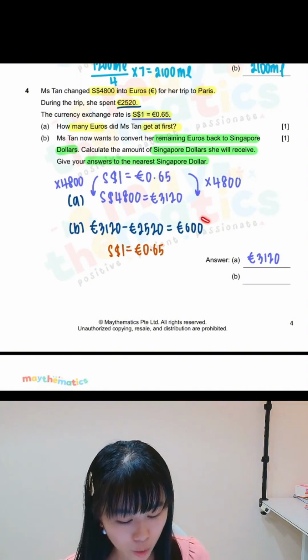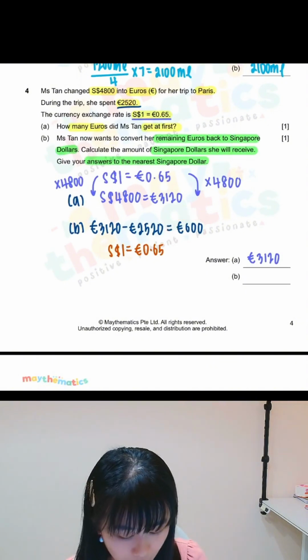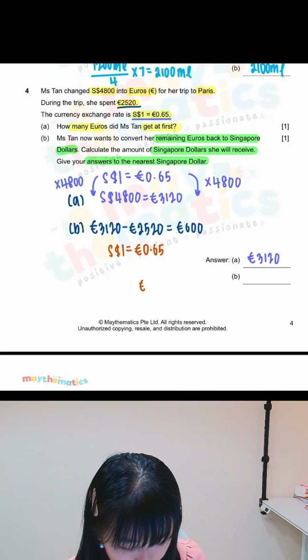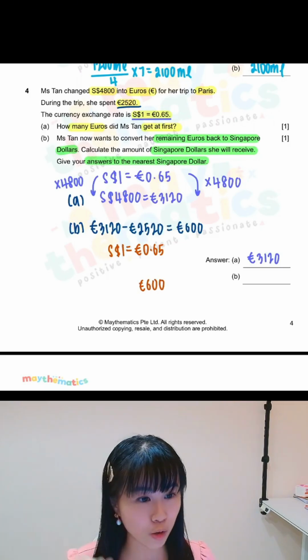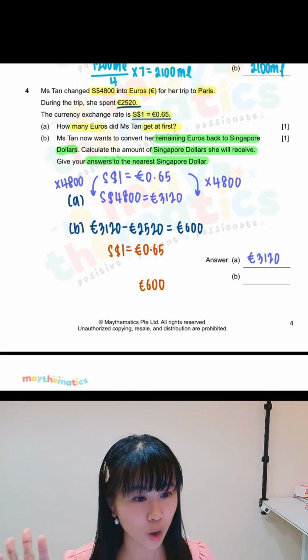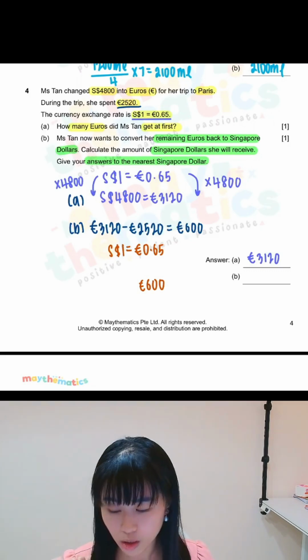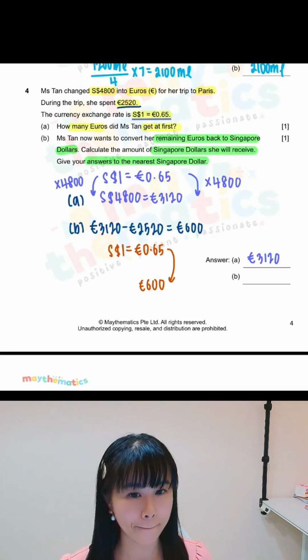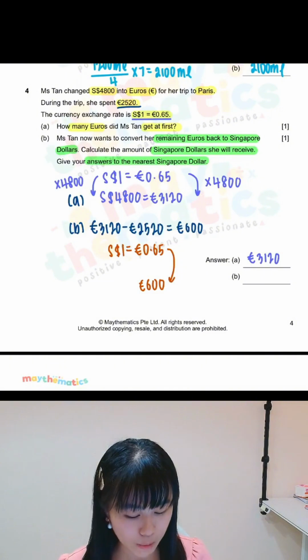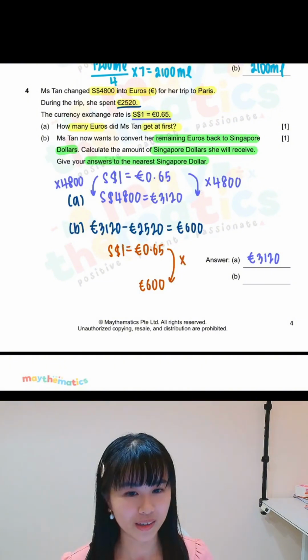So now we need to make euro 600. To make euro 600, there is the short way and there is also the fast way. What is the short way? Anybody can tell me what you will do? How do I go straight away from here to here? I need to times what number? Anybody? Times what number? What will you do there?